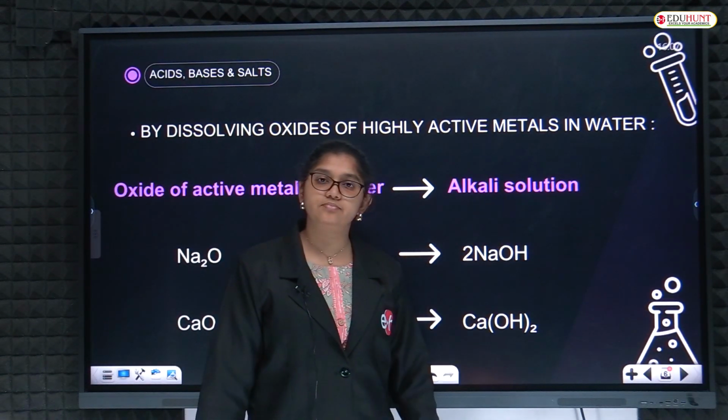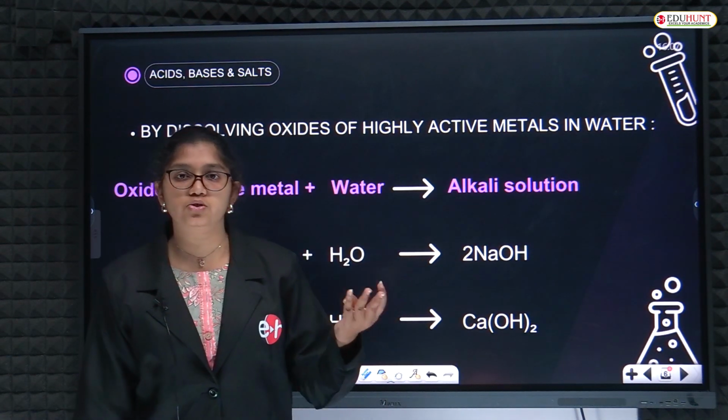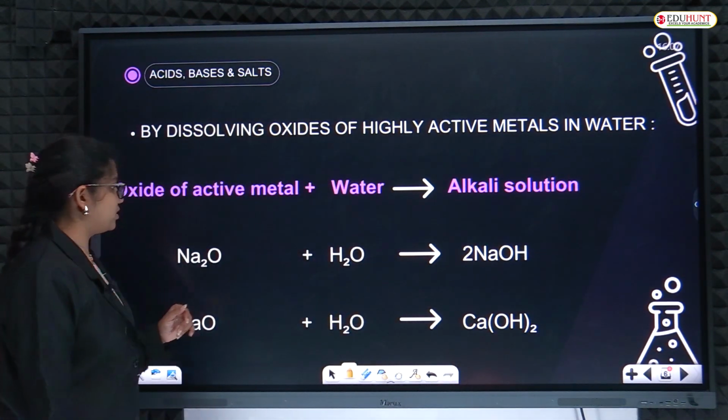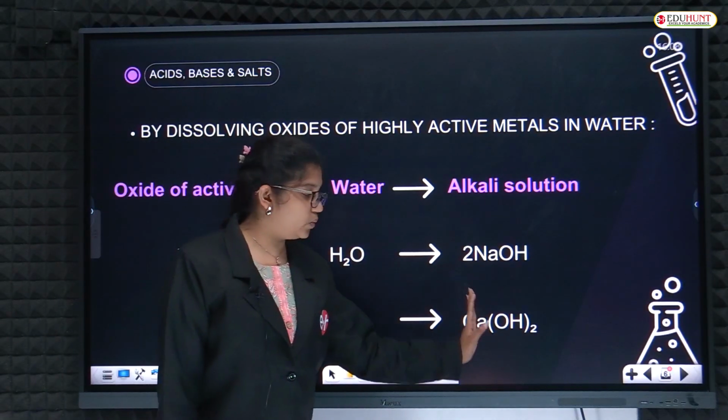Solution in the sense? Yes, you know, a solution is a mixture of both solute and solvent. Okay, the mixtures of that. Because why? We are adding water, no? We do get a solution.